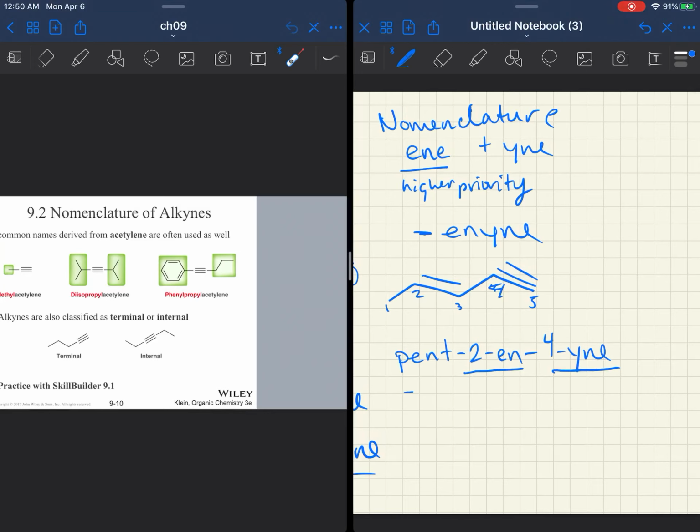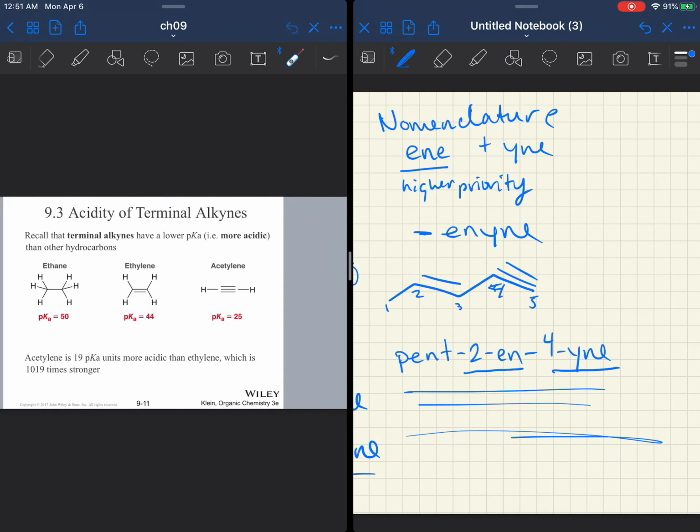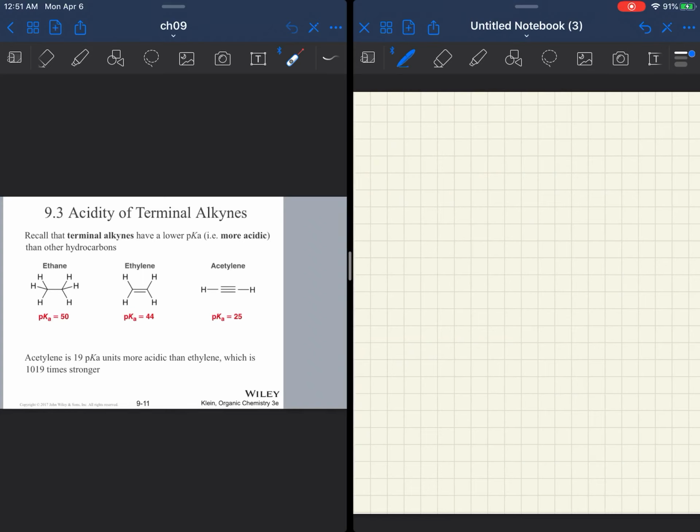What is important is that you number it so that it's clearly the double bond is at 2, the triple bond is at 4, pent-2-en-4-yne. I highly recommend, as with all nomenclature, practice. All right, make sure you do some practice on this. You will see this pop up on your next exam.